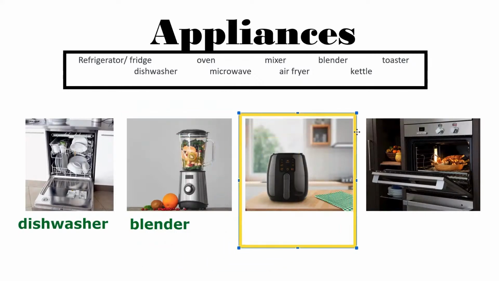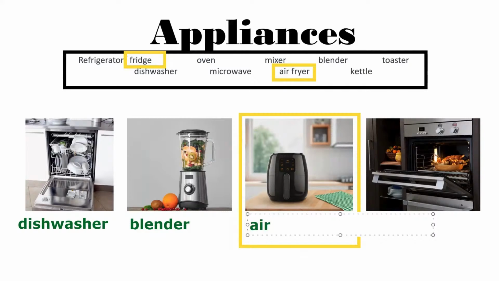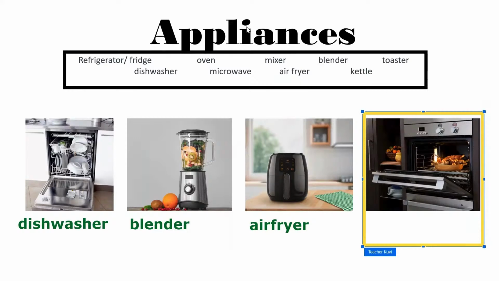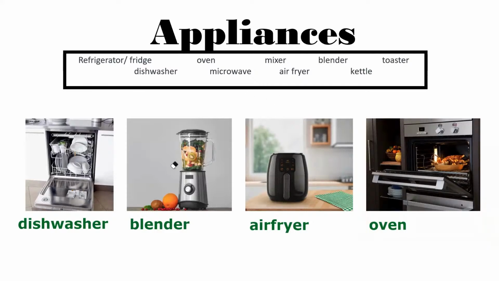And our next item here. So, do we call this a fridge or an air fryer? What do you think? If you said air fryer, then you are correct. This is an air fryer. And our last item here, we call this an oven. An oven. Okay, perfect.